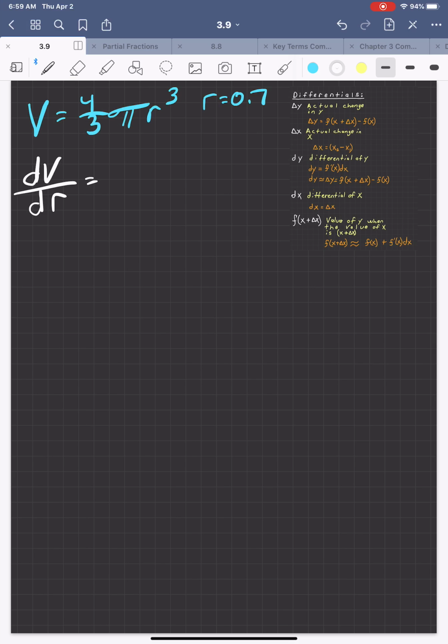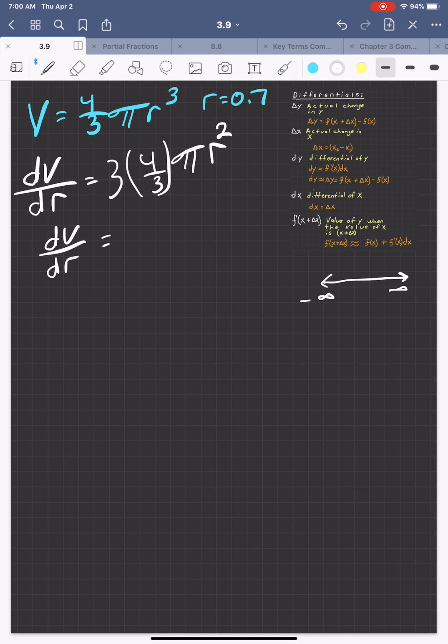So 4/3 pi r cubed. By the way, I don't think this will be the majority of you, but pi is not a variable. It's just a number. It's a constant. That pi is somewhere on the number line, just like the number 3 is. So let's go ahead and write it. We take the derivative of this, it's going to be 3 times 4/3 times pi, and now times r squared, because we subtract 1 from the exponent. So that means dV/dr, I'm going to cancel those 3s, leaves me with 4 pi r squared.